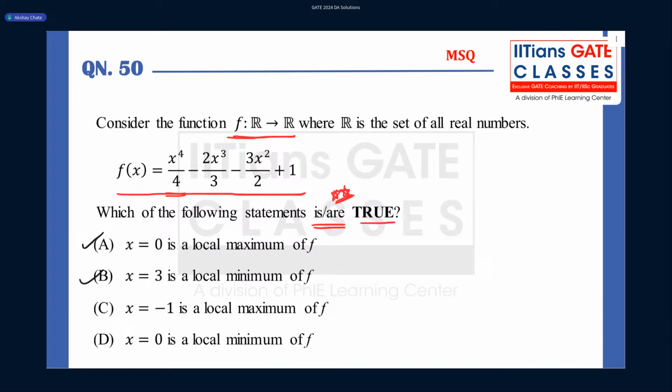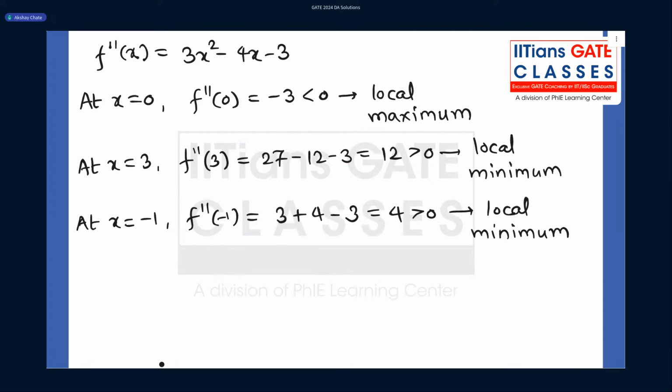Fourth option is wrong. It says maximum, it is minimum. And fifth option by contradiction only. If A is correct, then D has to be wrong. So A and B are correct. So that is the solution.